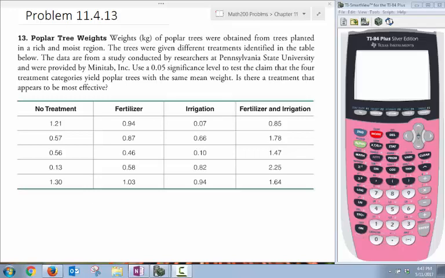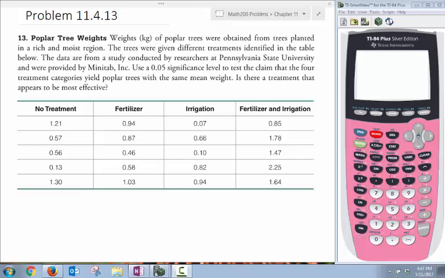This is a problem similar to a problem from your homework in section 11-4. Weights in kilograms of poplar trees were obtained from trees planted in a rich and moist environment. The trees were given different treatments identified in the table below. The data are from a study conducted by researchers at Pennsylvania State University and were provided by Minitab.